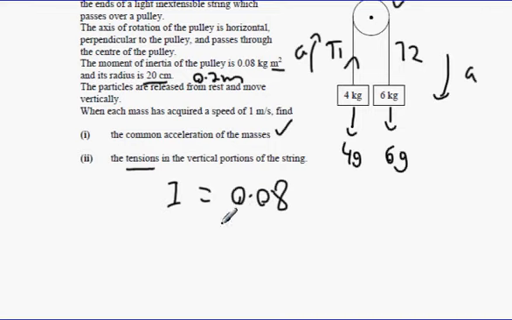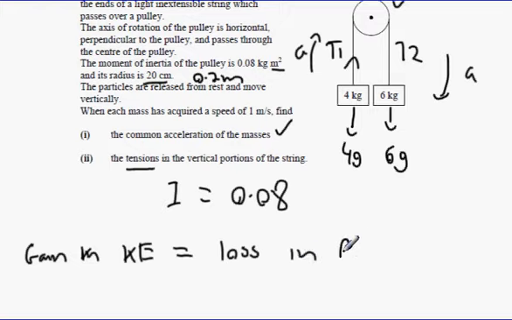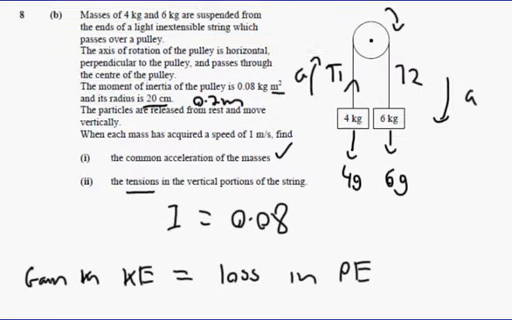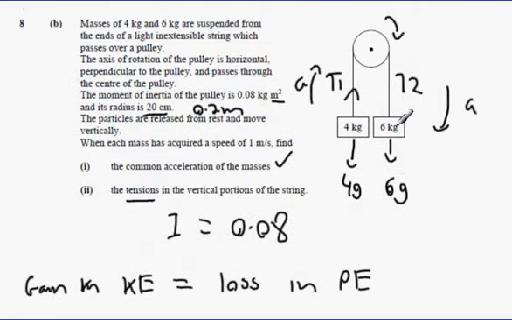Now, let's figure this out. Part 1. Gain in kinetic energy equals loss in PE, potential energy. Now, the loss in potential energy is actually complicated. Can anybody tell me why? The 6g is losing potential energy, but the 4g is gaining potential energy. So when the 6g drops down 6gh, the 4g goes up 4gh.